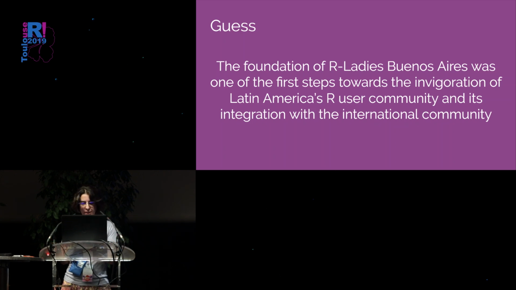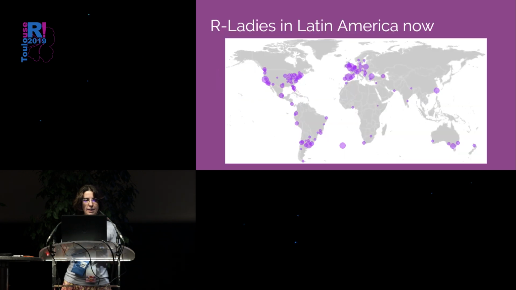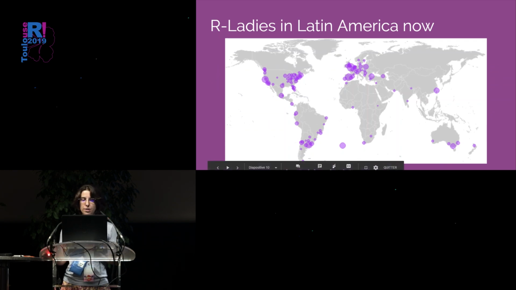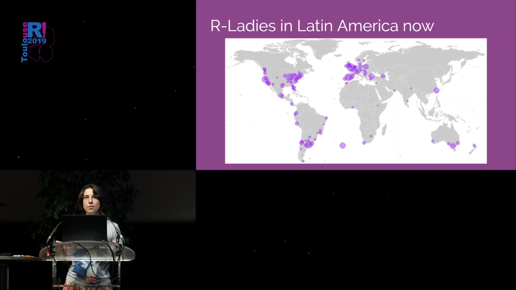So you're going to see what happened next. Now, this is how the map looks, and there are a lot more chapters in the north, but certainly in Latin America there's a lot of work still to be done. But we are on the map now, and I'm very happy because we are now 34 chapters in the region, and I'm proud to have encouraged 12 of them to get started.